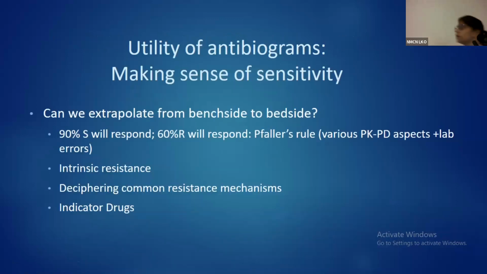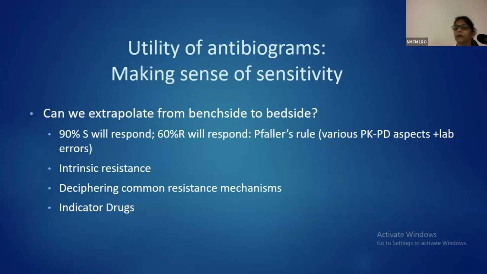So how do we make sense of sensitivity? How do we utilize an antibiogram? Can we extrapolate our results from bedside to bedside? It is not always the case, because 90% of the sensitive strains will respond, but 60% of the resistant strains will also respond.